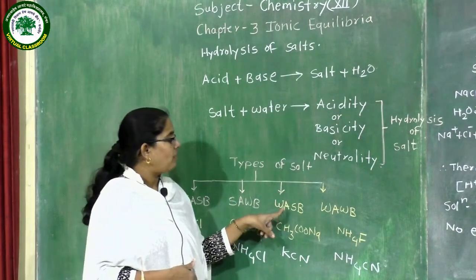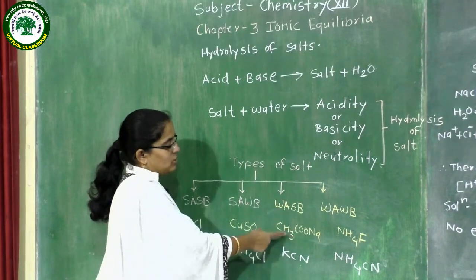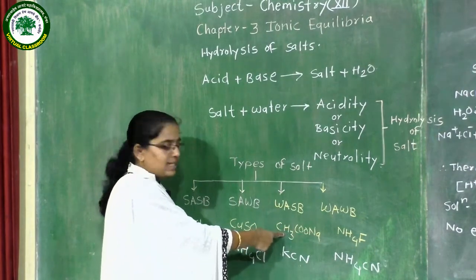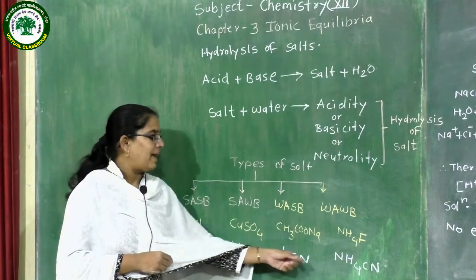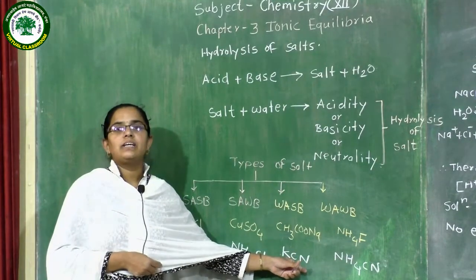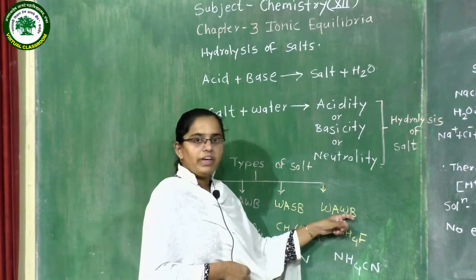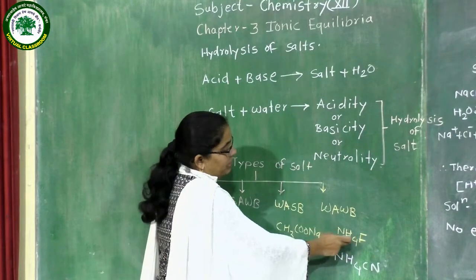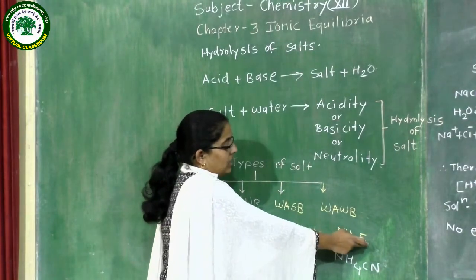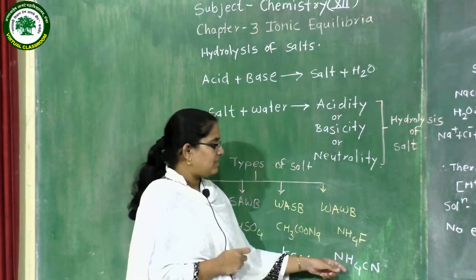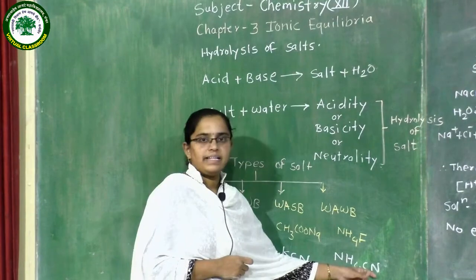Third type is salt of weak acid and strong base. For example, sodium acetate. Sodium acetate is a salt of sodium hydroxide and acetic acid. Second example is potassium cyanide. Potassium cyanide is a salt of potassium hydroxide and hydrocyanic acid, that is HCN. Fourth type is a salt of weak acid and weak base. For example, ammonium fluoride, that is NH4F, NH4 from NH4OH and F from hydrogen fluoride. Next example is ammonium cyanide. Ammonium cyanide is again from ammonium hydroxide and HCN.